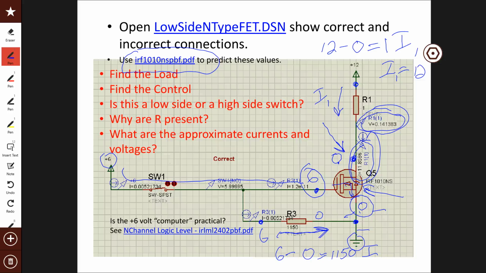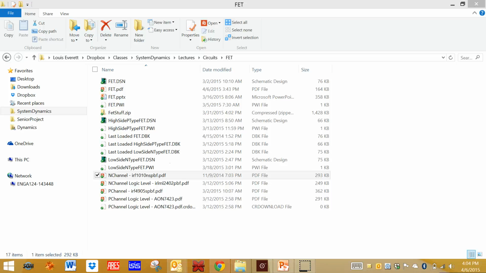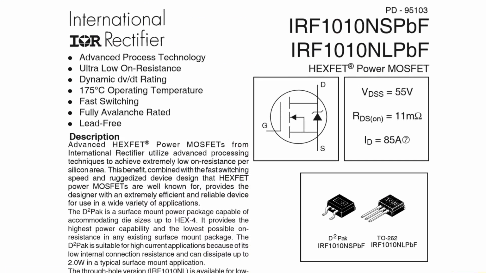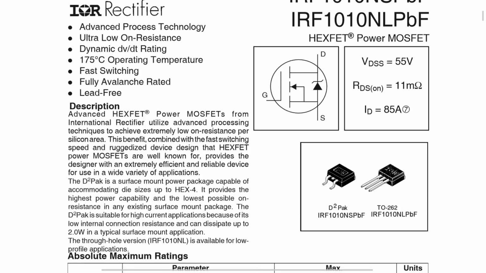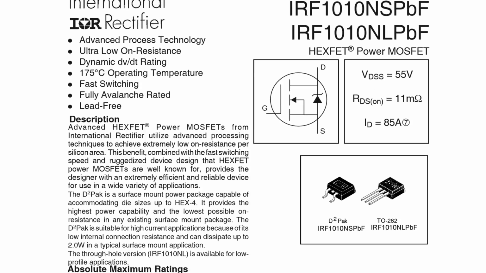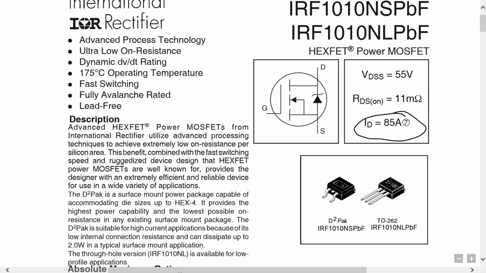Okay, so I've shown you how to approximate this. Now let me show you the data sheet for this particular FET. I think I've got it up here. Here we go. Okay, so here's the data sheet. This is the first page of the data sheet. And there's a couple of things that it tells you, like for example right here, that gives you the maximum current that can go through here.